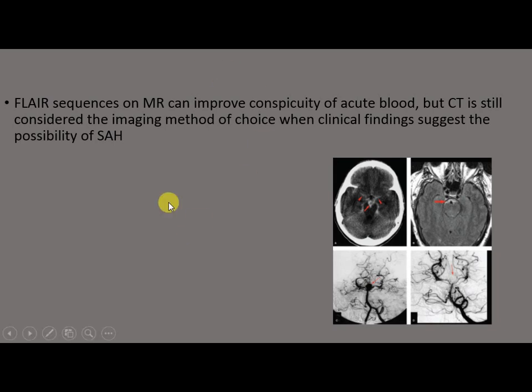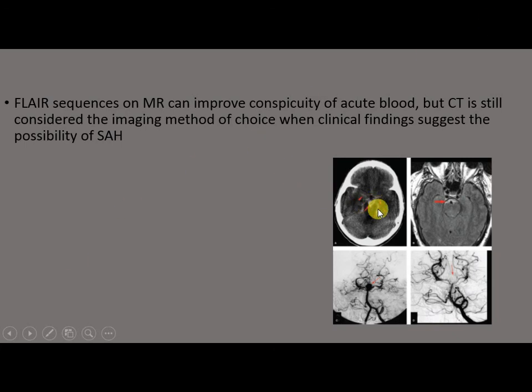FLAIR sequence on the MR can improve conspicuity of acute blood, but CT is still considered the imaging method of choice when clinical findings suggest the possibility of subarachnoid hemorrhage. This is the CT finding of subarachnoid hemorrhage, and this is the corresponding FLAIR. There is signal hyperintensity seen in the FLAIR because we suppress the normal CSF signal. It could be used for subarachnoid hemorrhage, but CT is the imaging of choice.